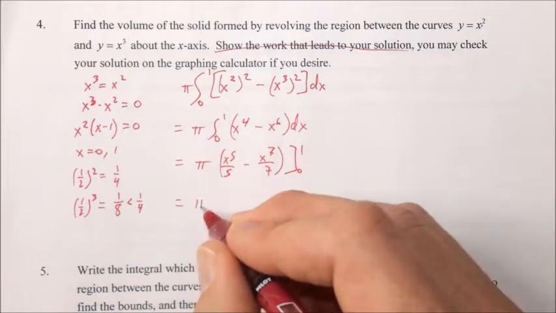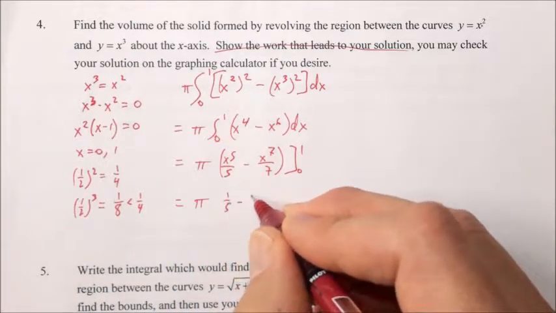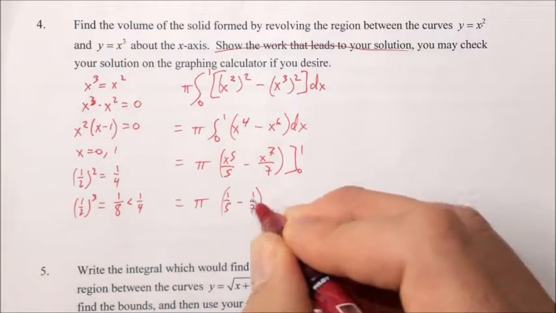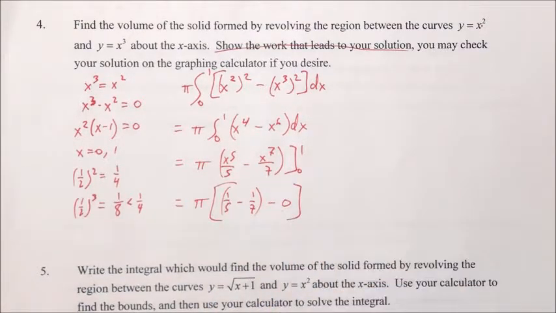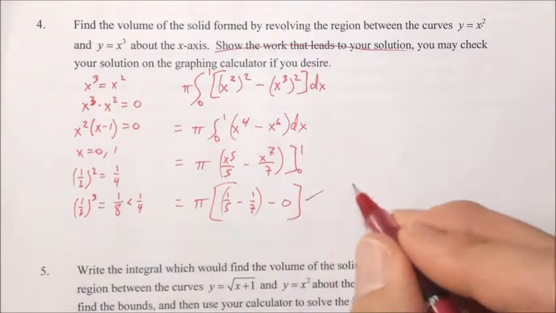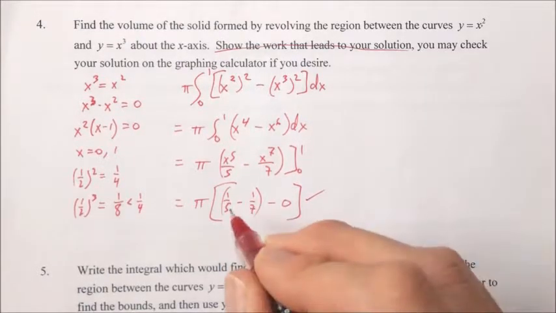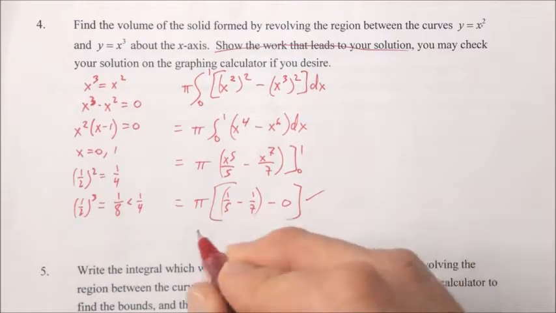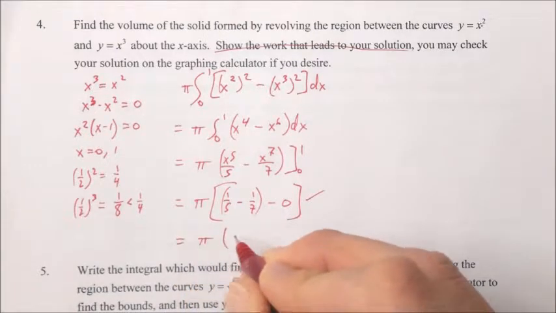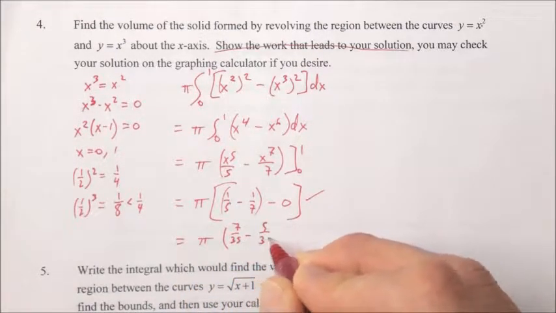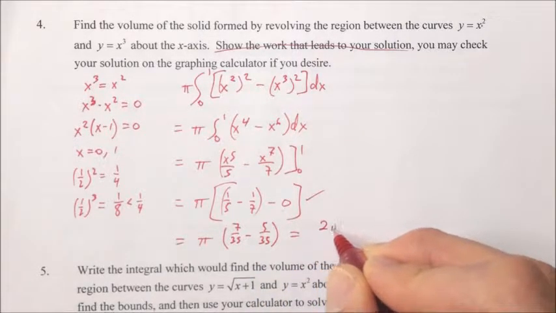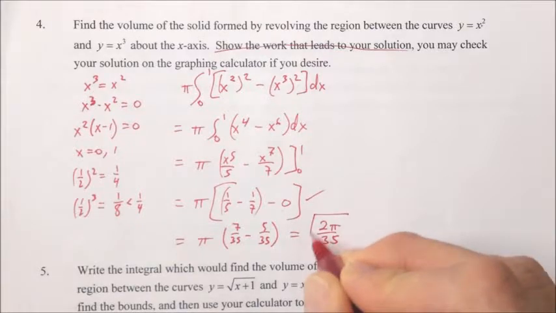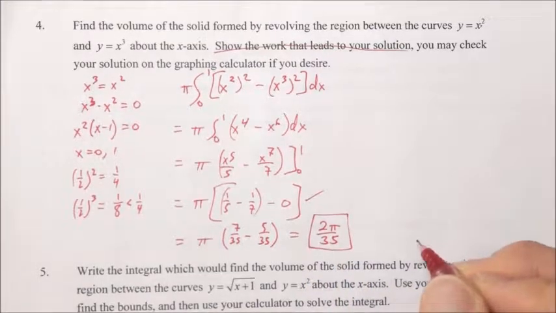When we plug in 1, we get a 5th minus a 7th. When we plug in 0, we get 0, so we don't really even need that part. So this is a good answer right here. If we were to simplify this, we have a common denominator of 35. So this is pi times 7 over 35 minus 5 over 35, which would be 2/35. So we have 2 pi over 35 as our final answer.